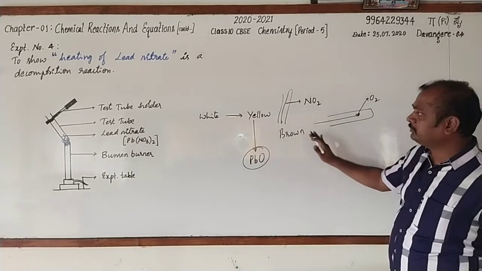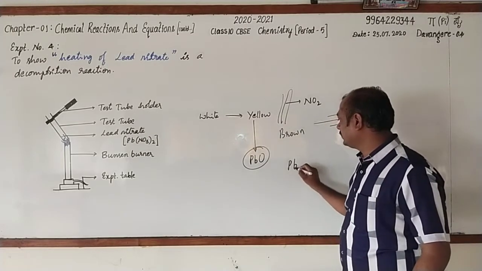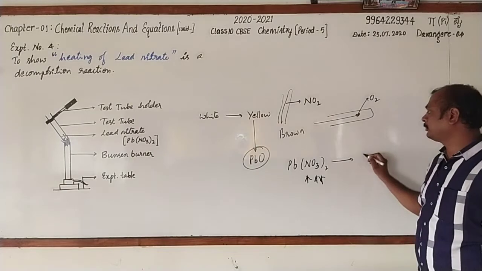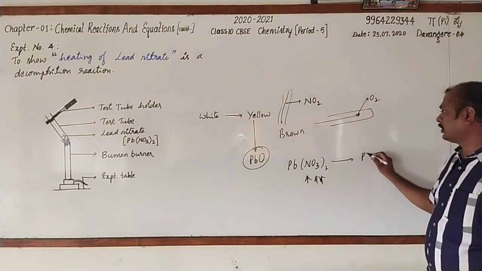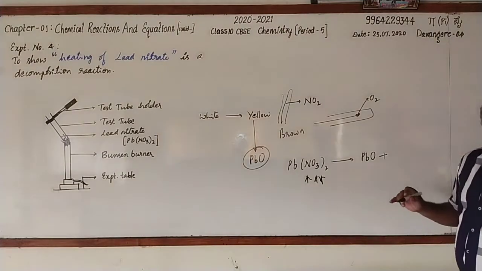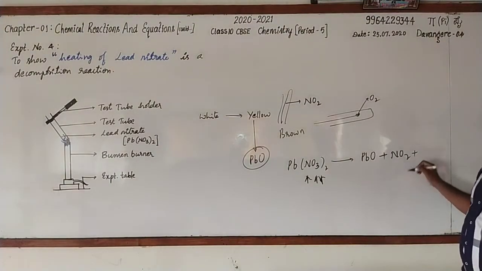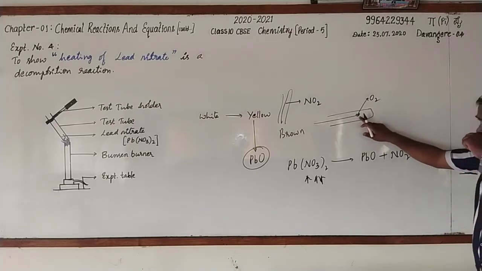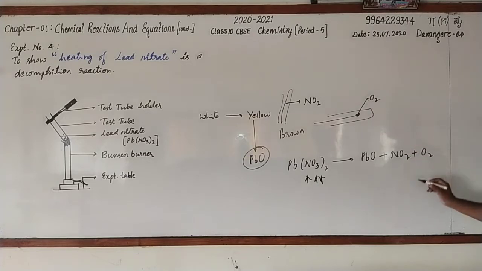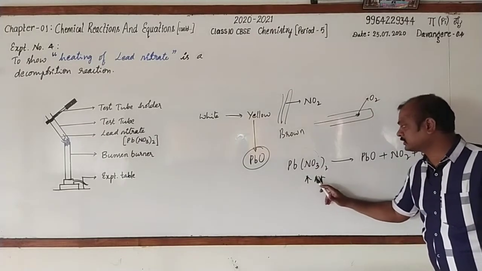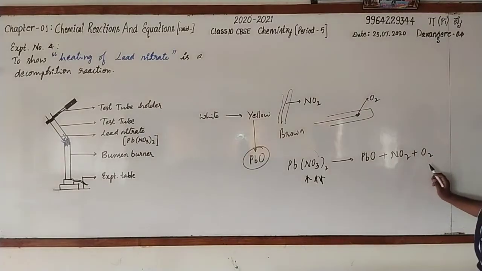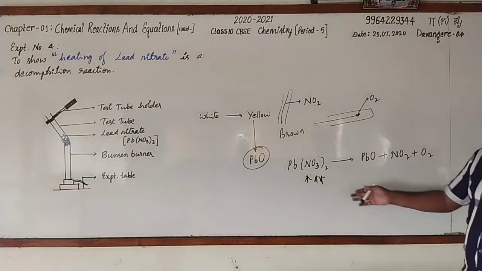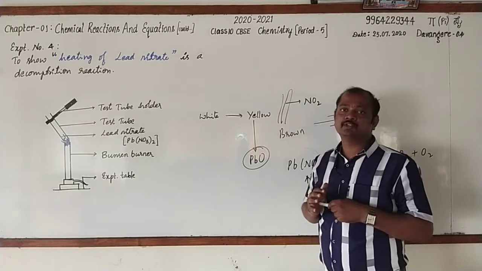Clear? So from this experiment we come to know that when lead nitrate, Pb(NO3)2, is heated, it decomposes into a yellow color residue called lead oxide, then brown color fumes, nothing but nitrogen dioxide, and the brightness of the incense stick increases because of the presence of oxygen. Here also one compound gets split up into 3 compounds. One substance decomposes into 3 substances. That is why we can say that it is a decomposition reaction.